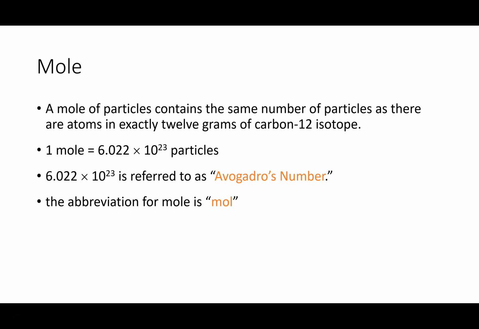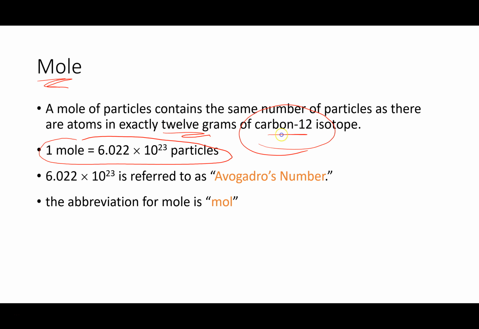Okay, so finishing up with a little bit of math. The concept of a mole is very similar to the concept of a dozen. If you have 1 mole of particles, you have 6.022 times 10 to the 23rd particles. The concept of a mole actually goes back to the element carbon as the standard. So if you have exactly 12 grams of this particular isotope of carbon, then you have 6.022 times 10 to the 23rd carbon atoms.